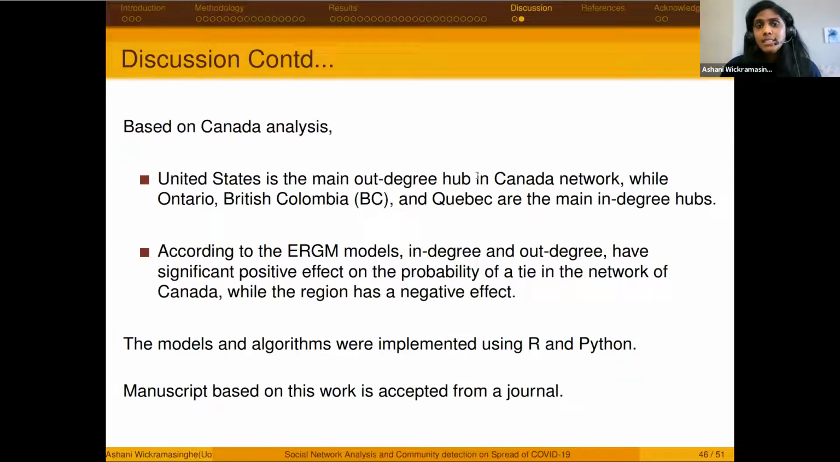Based on the Canada analysis, the United States is the main out-degree hub, while Ontario, British Columbia, and Quebec are the main in-degree hubs. According to the ERGM models, in-degree and out-degree have a significant positive effect on the probability of an edge, while the region has a negative effect. We used R and Python to implement models and algorithms. The manuscript based on this work has been accepted by a journal.